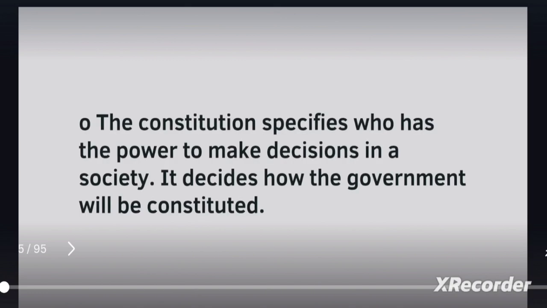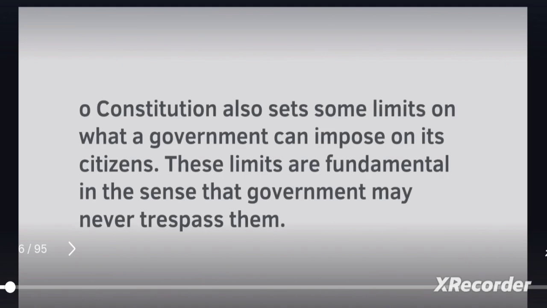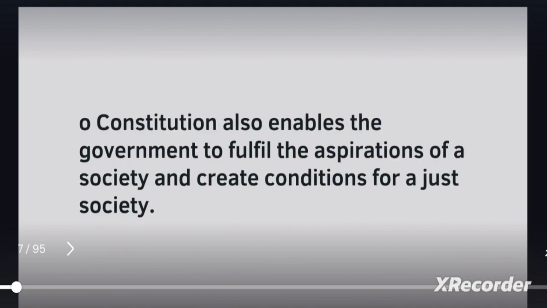The Constitution specifies who has the power to make decisions in society. It decides how the government will be constituted. The Constitution also sets some limits on what the government can impose on its citizens. These limits are fundamental in the sense that the government may never trespass them. The Constitution also enables the government to fulfill the aspirations of the society and create conditions for a just society.